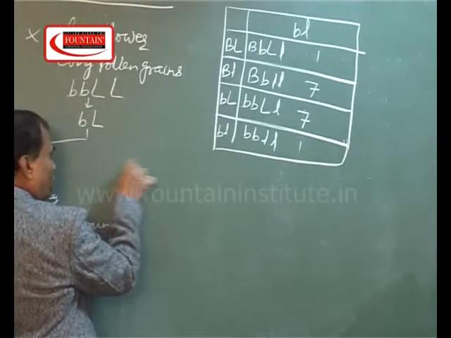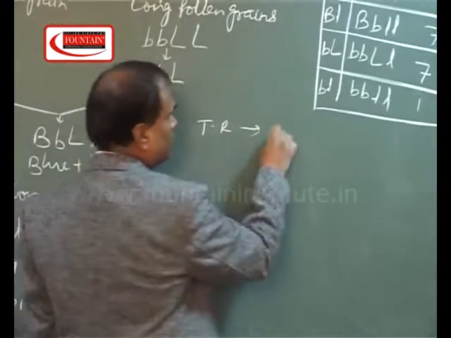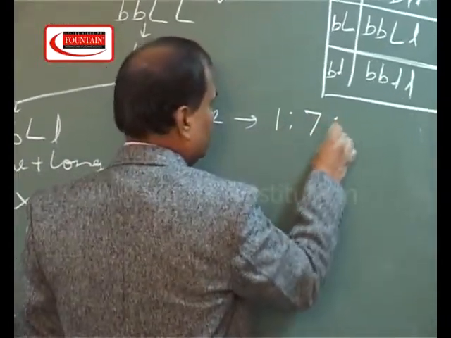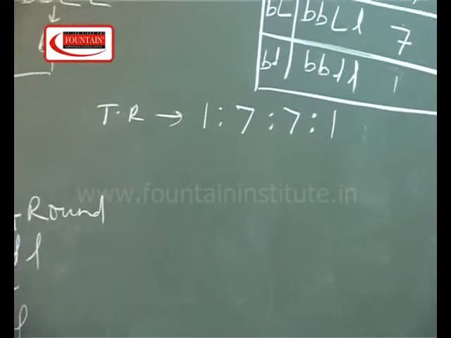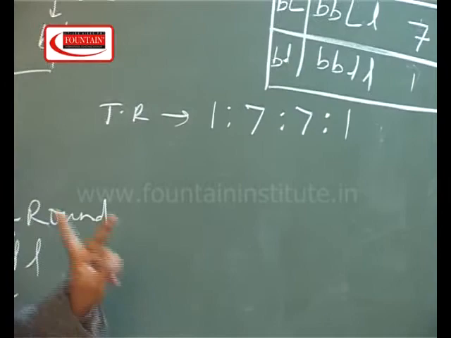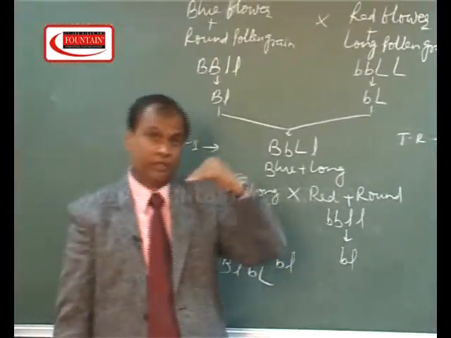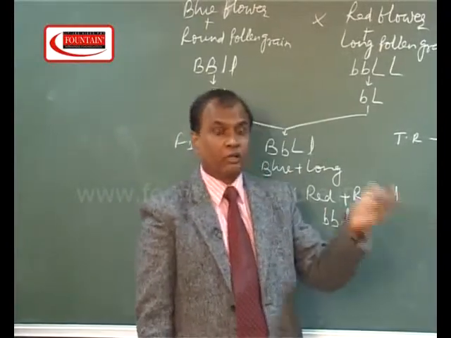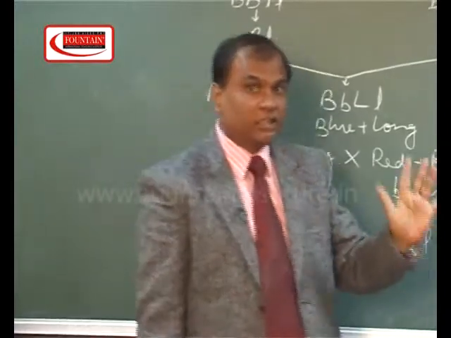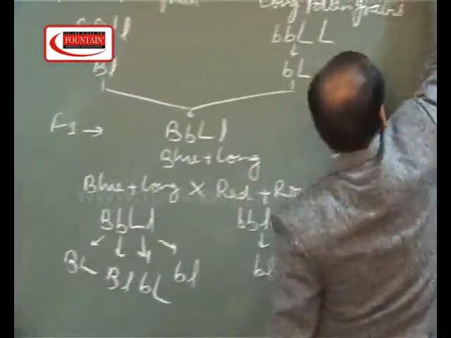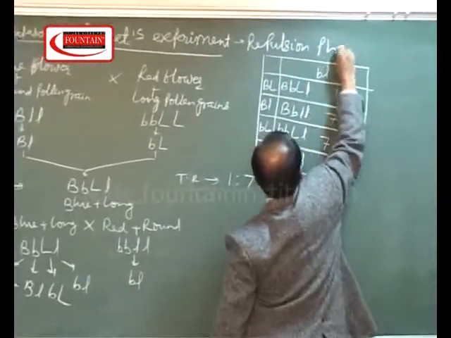It means he obtained the new test cross ratio, and the new test cross ratio is 1:7:7:1. So here he clearly indicated that if two such dominant or recessive alleles come from the same parent, they have a tendency to remain together, but when they come from different parents, they have a tendency to remain separate, and this is called gametic repulsion. So actually this was the experiment of repulsion phase.